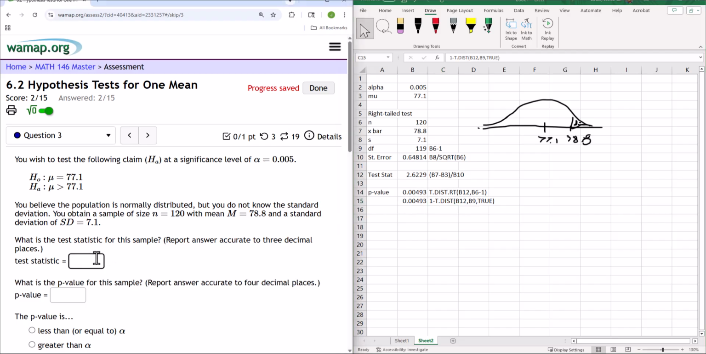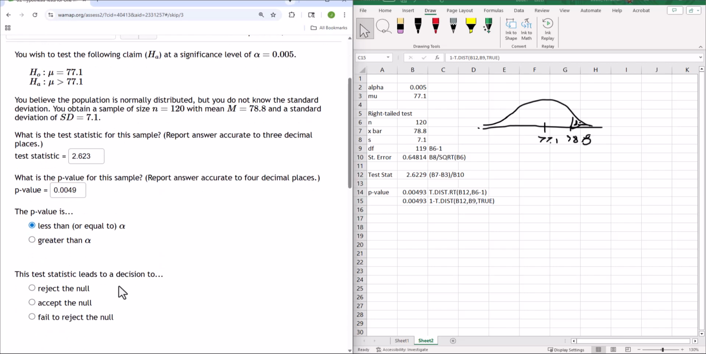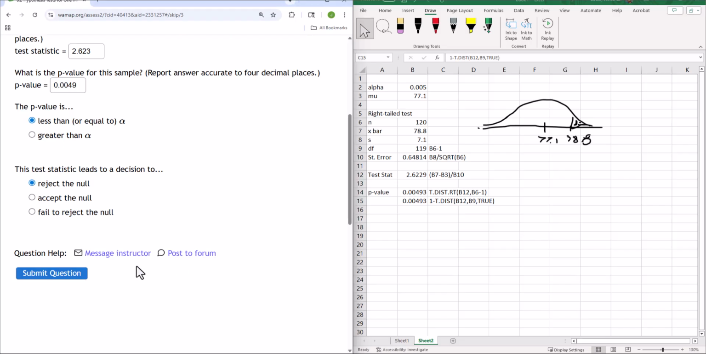So now punching in some answers, making a decision, and coming to a conclusion here. Our test statistic to 3 decimal places is 2.623. And then our p-value to 4 decimal places, I got 0.0049 followed by a 3. If this 9 was followed by something larger, it might round up and we might get 0.0050. That's okay. Now we make a comparison of this to this, which is actually quite close here. Our p-value is less than alpha, so we will reject the null hypothesis.